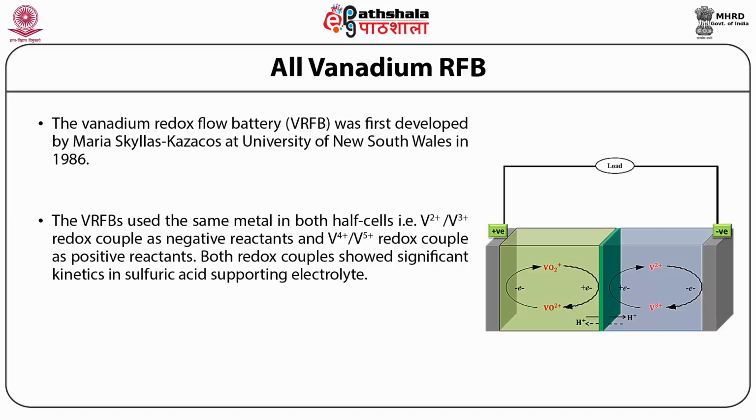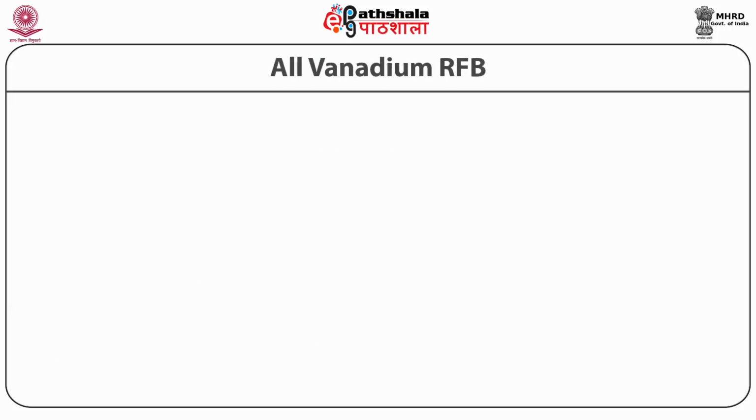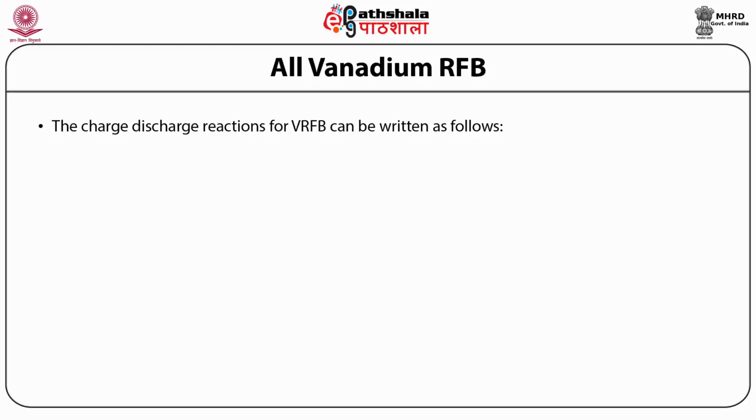Both redox couples show significant kinetics in sulfuric acid supporting electrolyte. The IEM or separator is used to achieve the electrical balance via transport of protons across a membrane, and divides the electrolytes within the electrochemical cell. The charge-discharge reactions for VRFB can be explained as follows.